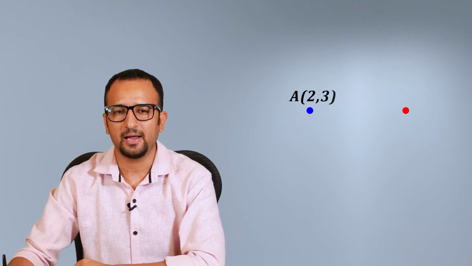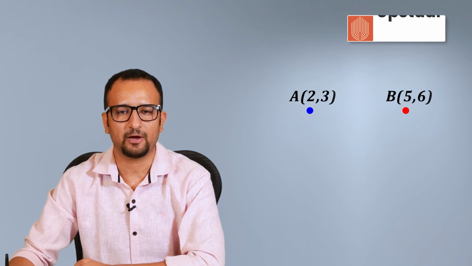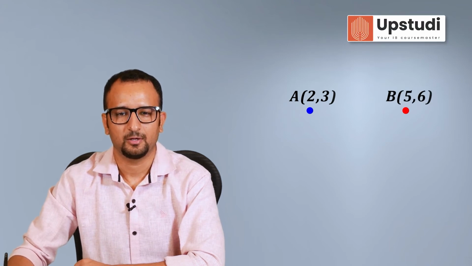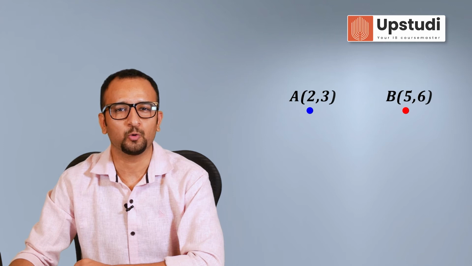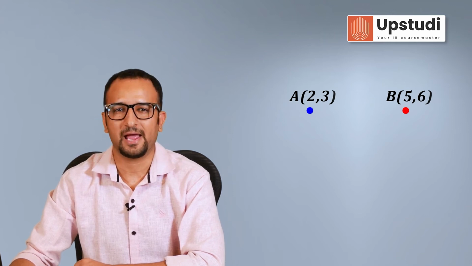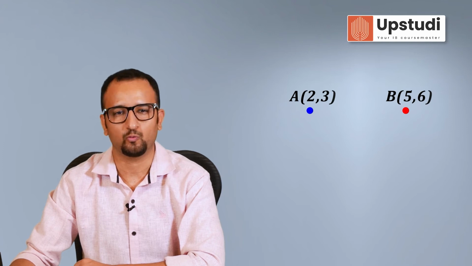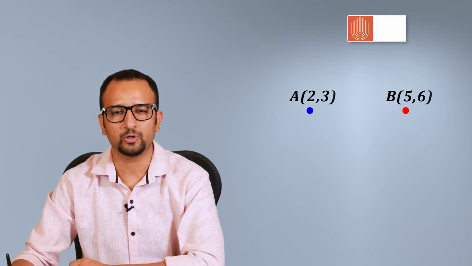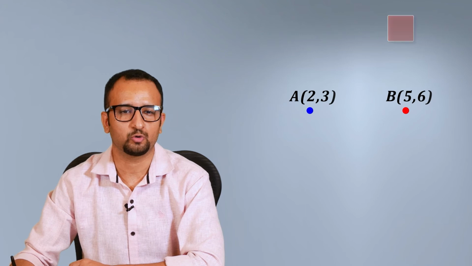Now let's see how the gradient formula works with an example. Let us take any two random points. Let the point A be (2, 3) and let the point B be (5, 6). Now the only thing you need to do is to assign them variables. As you know, our formula had x2, x1, y2, y1. So all you need to do is assign the coordinates to these 2 points.